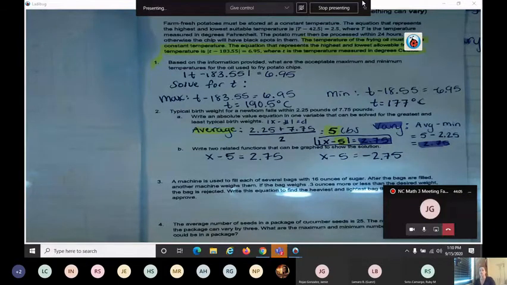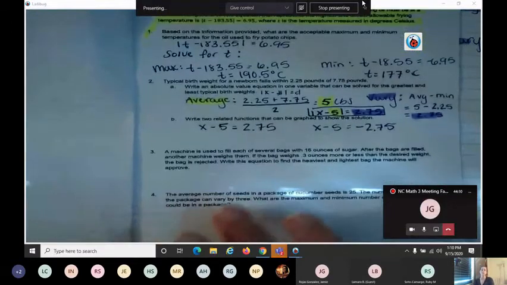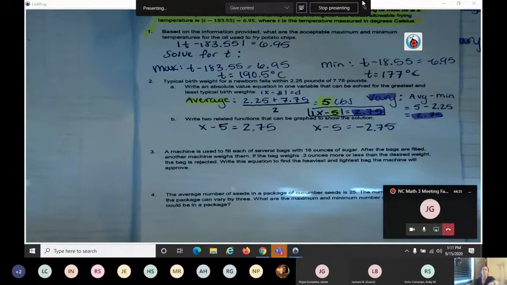Okay, so in number 3, it says a machine is used to fill each of several bags with 16 ounces of sugar. After the bags are filled, another machine weighs them. If the bag weighs 0.3 ounces more or less than the desired weight, the bag is rejected. Write the equation to find the heaviest and lightest bag the machine will approve.